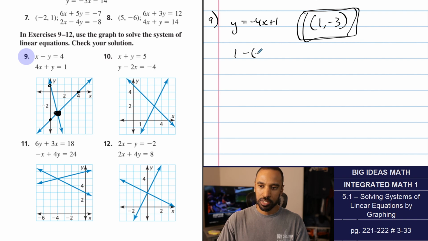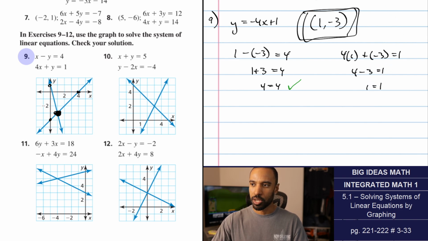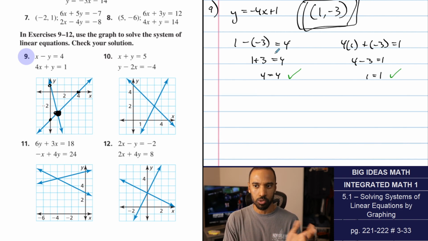1 for x, -3 for y, like that. 1 minus -3 is 1 plus 3. That's what I wanted to show. And that's 4 equals 4. And then on the next one, 4 times 1, which is 4, plus -3, which is -3, is 1. So that's 1 equals 1, and that one checks out. So yeah, I probably will do most of those mentally from here on out, but they said check your solution, and that one's it.